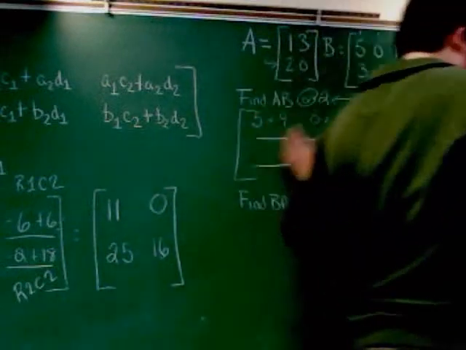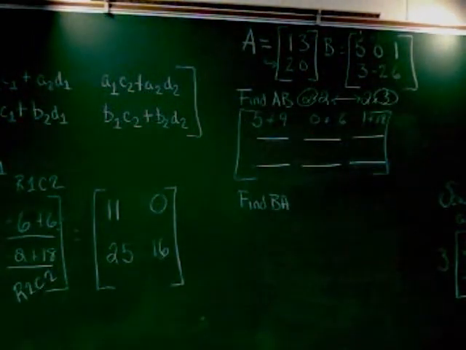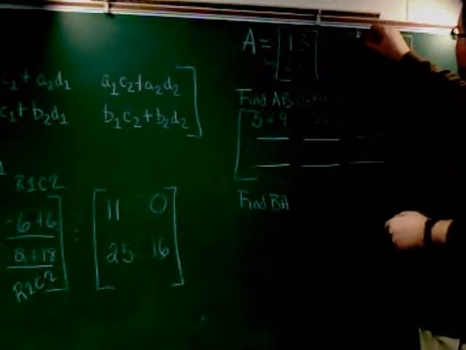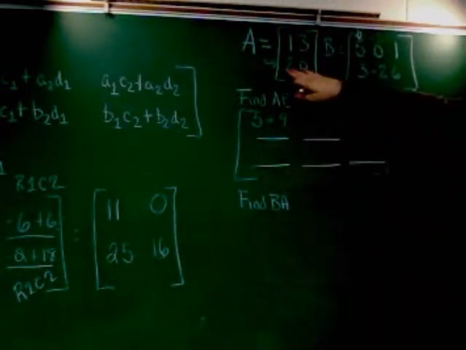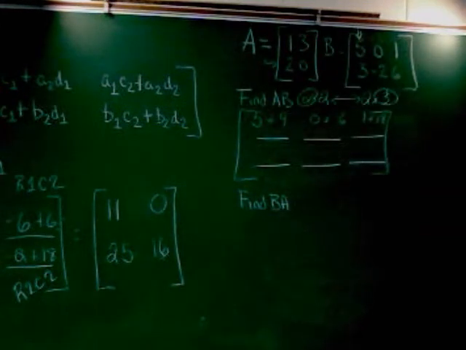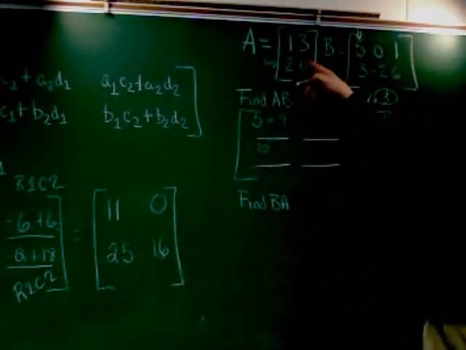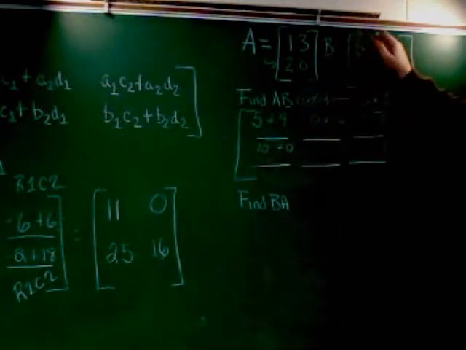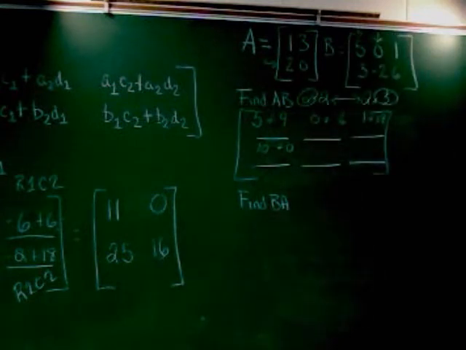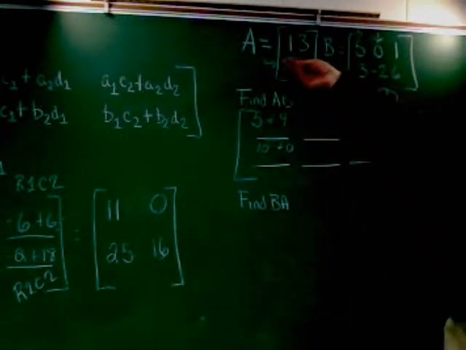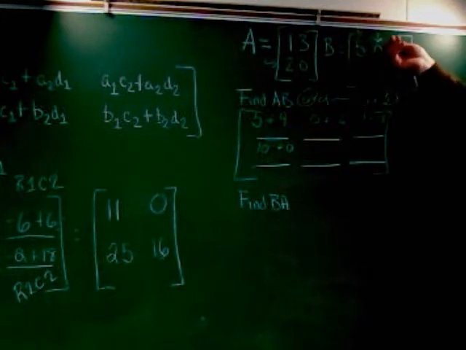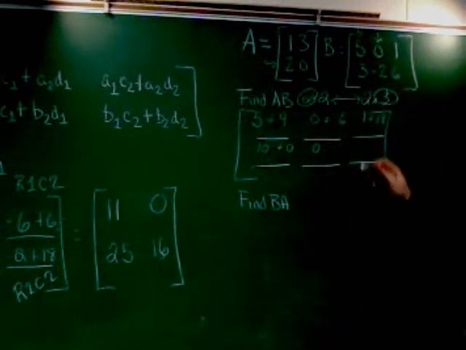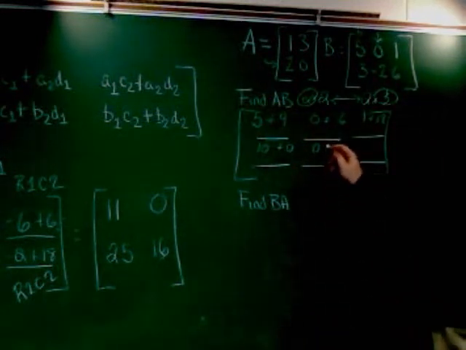All right. Now we're switching down there. Row 2, column 1. So second row with the first column. All right, so first numbers are 2 and 5. 2 times 5? 10. Second numbers, 0 and 3? 0. All right. Next spot. 2 and 0. 0. 0 and negative 2. 2 negative 2. 0. 0.